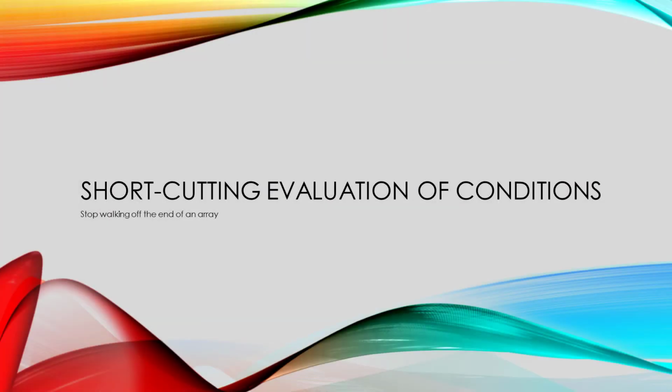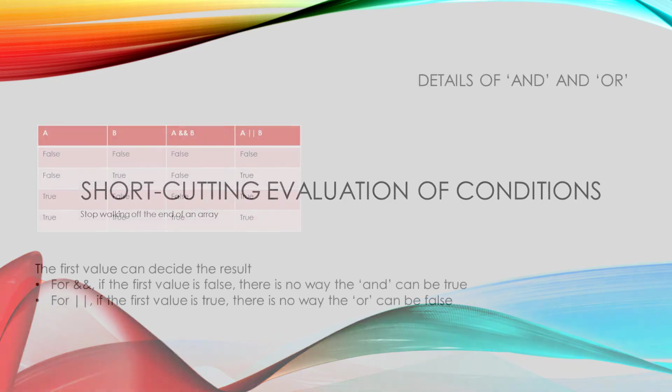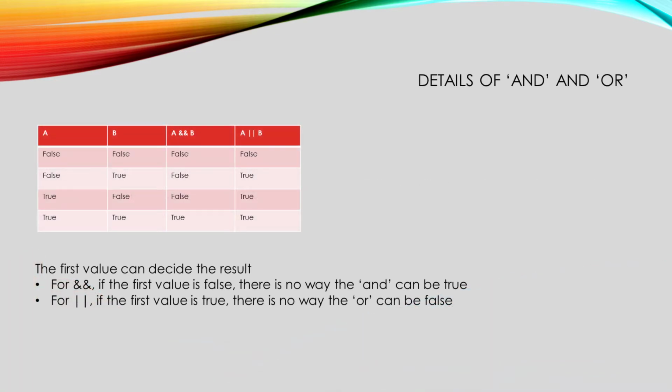The compiler has a trick that helps us not walk off the end of arrays and strings. This type of table is called a truth table, and they can be used to show how Boolean operations work. In this one, it is showing how our AND and OR operations get computed.